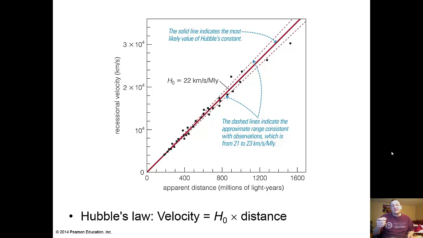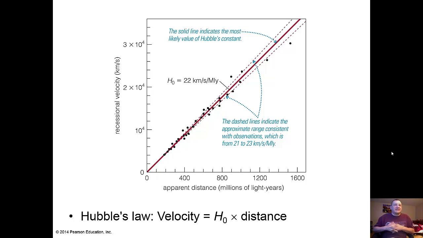We don't really use that term. We use megaparsecs, where 1 parsec is 3¼ light years. So in astronomer terms, it's 76 kilometers per second per megaparsec, and in more English terms, 22 kilometers per second per million light years. That means for every 1 million light years away from us, objects are moving 22 kilometers per second faster.